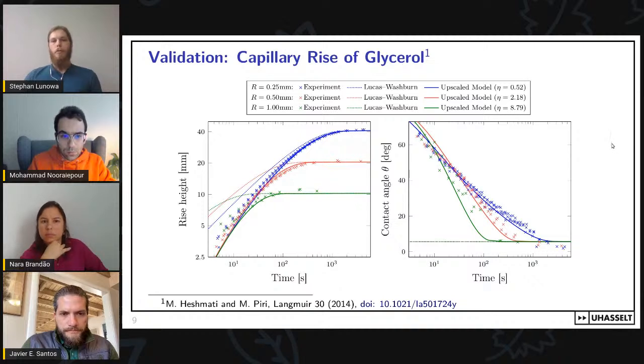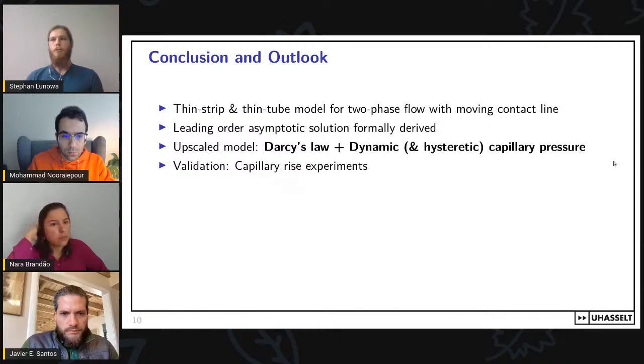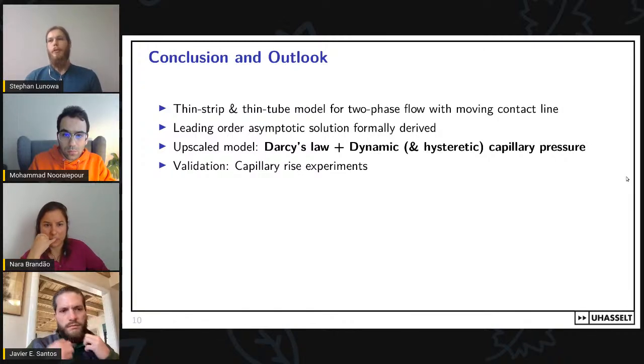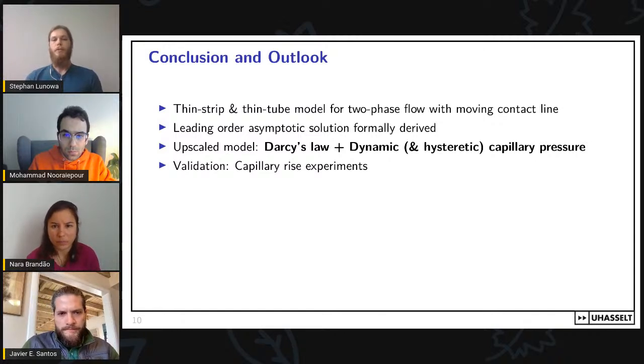So now that I've shown the model on the pore scale, the validation of it, just some conclusion and outlook. So basically what we looked into was a thin strip and thin tube model for two-phase flow with moving contact line. And then if you derive the leading order solution, what you get is Darcy's law and a dynamic and potentially hysteretic capillary pressure relation, which we validated against capillary rise experiments. And now, of course, the question is, but that's only one pore. So what does it have to do with a big reservoir where you have millions, billions of pores?